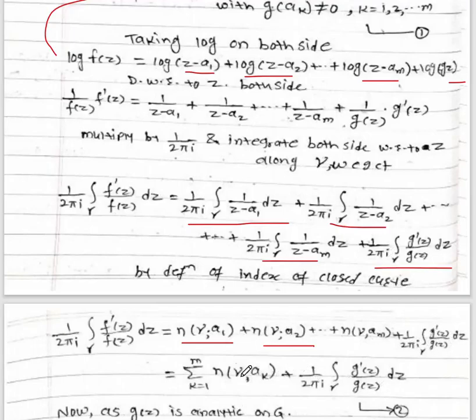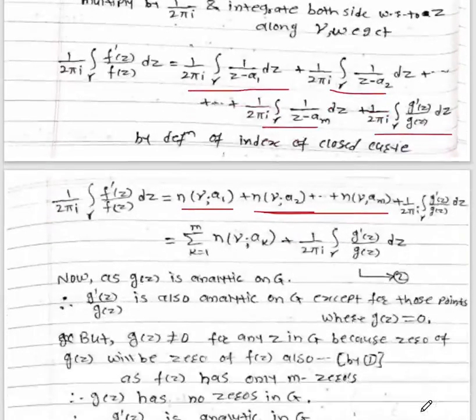Now this can be written in summation form, that is summation k equal to 1 to m of η(γ, ak), where k lies between 1 to m, plus 1 upon 2π integral over gamma g'(z) upon g(z) dz. This is equation number 2.